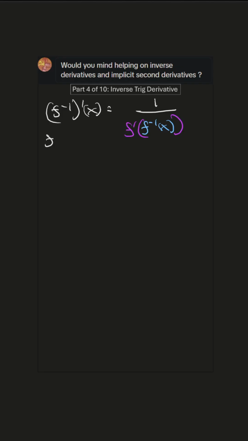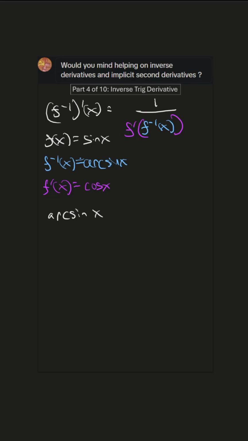Now let's say our function is sine of x. Then f inverse is just arcsine of x. And the derivative of sine of x is cosine of x. So we plug that into our formula. We say arcsine of x prime, that's just this piece here, equals 1 over, plugging stuff in, arcsine of x, and we take cosine of that.